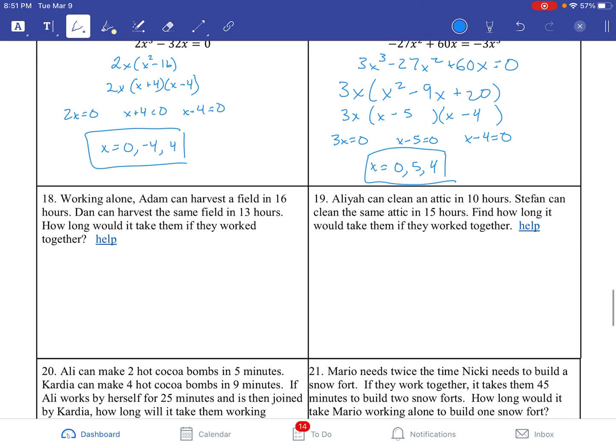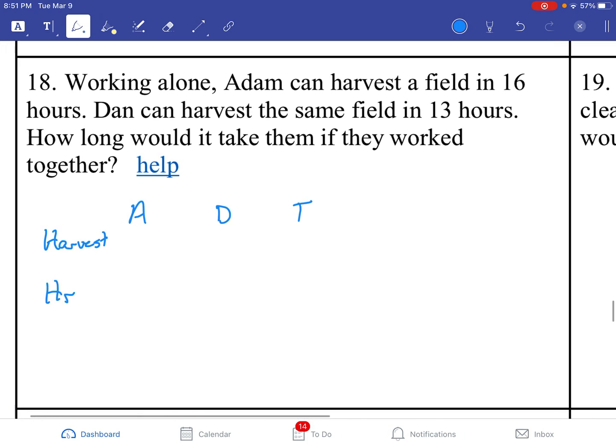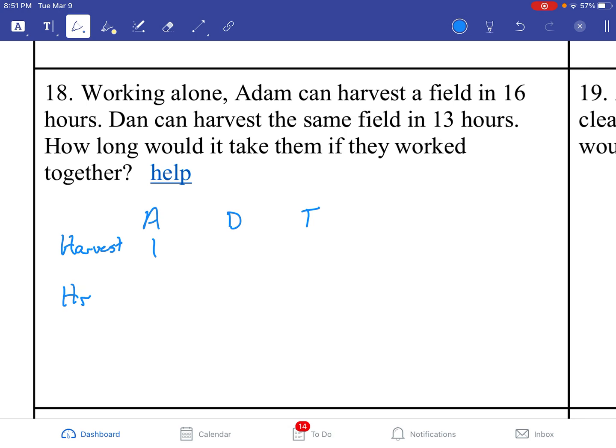Right, getting closer. We got the work problems. So we have Adam, we have Dan, we have them working together. They're harvesting a field, and it takes them some hours to do. Okay, so Adam can harvest one field in 16 hours. All right, Dan can harvest the same field in 13 hours. How long would it take for them if they were working together?